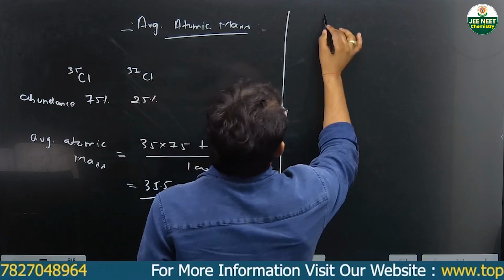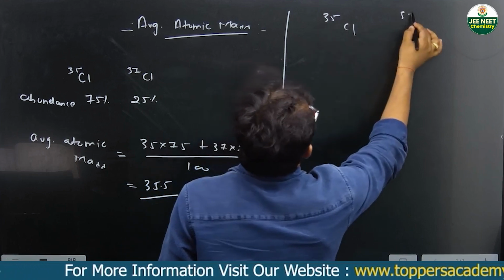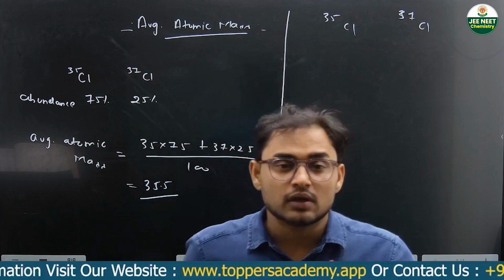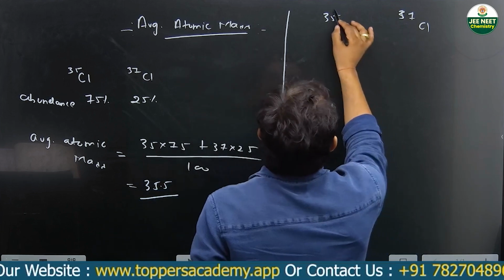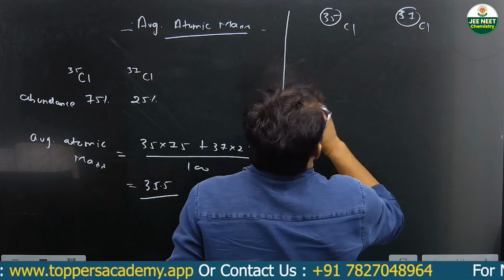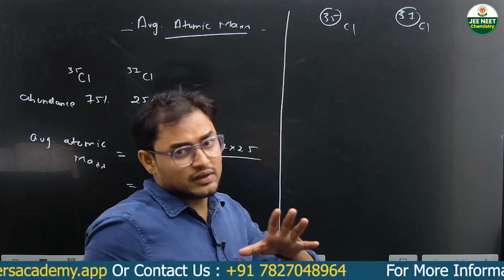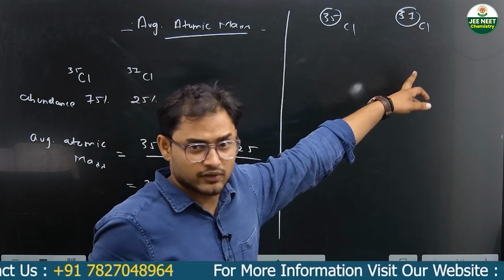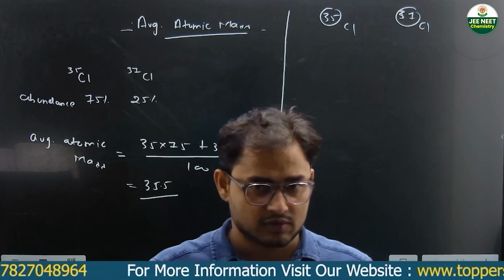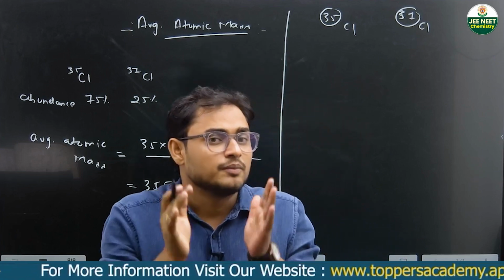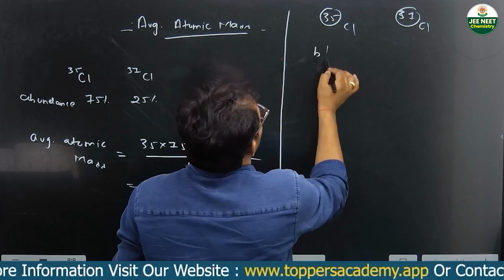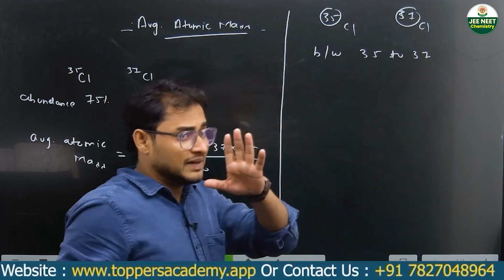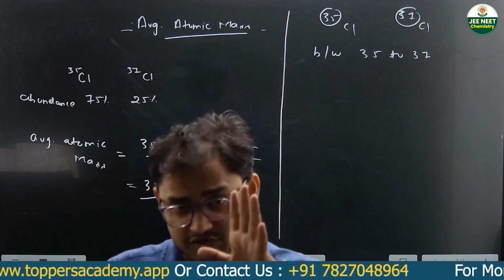Listen. This is 35Cl, this is 37Cl, right? So the average atomic mass will be in between 35 and 37. If any value given in the options is below 35 or above 37, it will be wrong. It will not be the answer. The exact answer will be between 35 and 37. It cannot be less than 35, it cannot be higher than 37, right?